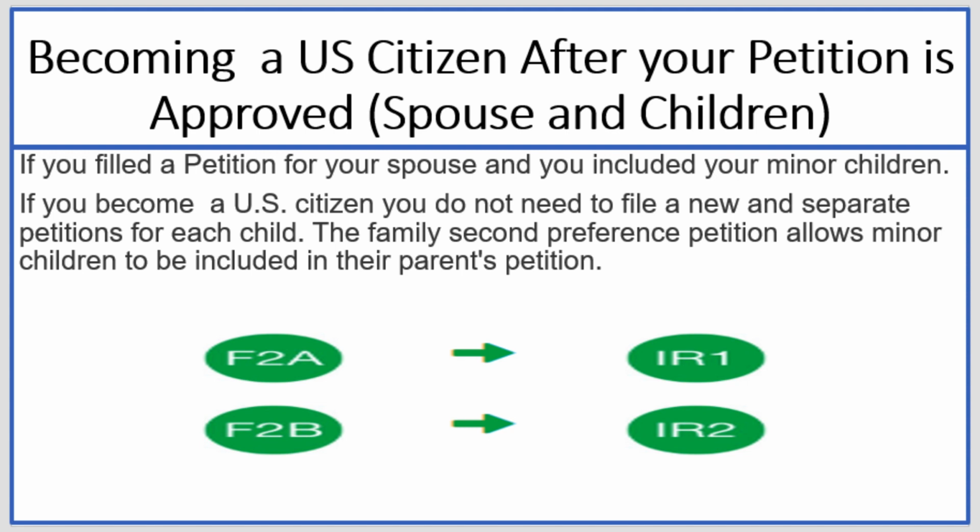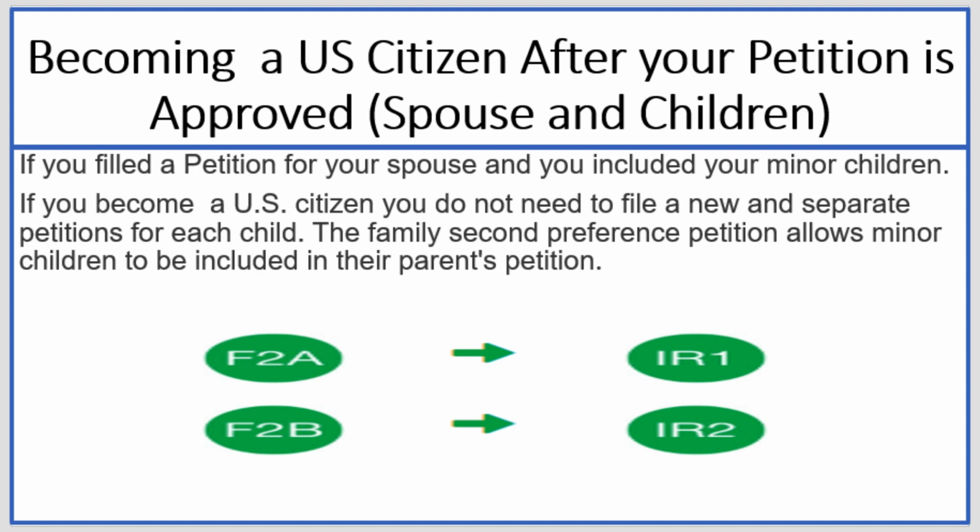However, if your petition is approved and is at NVC, you don't have to file a new and separate petition for each child, because the family second preference petition allows minor children to be included in their parent's petition, because he's at NVC. If he's not at NVC, you must file a separate I-130. But in this case, he's at NVC.